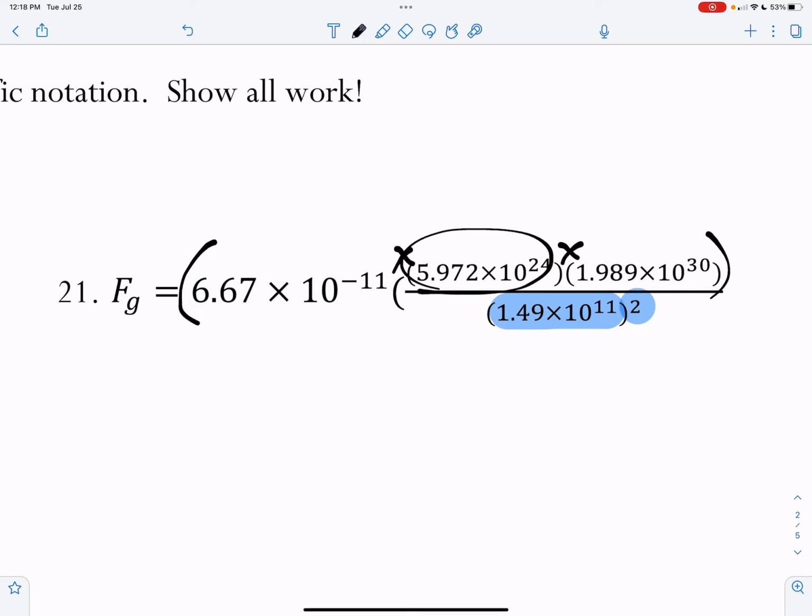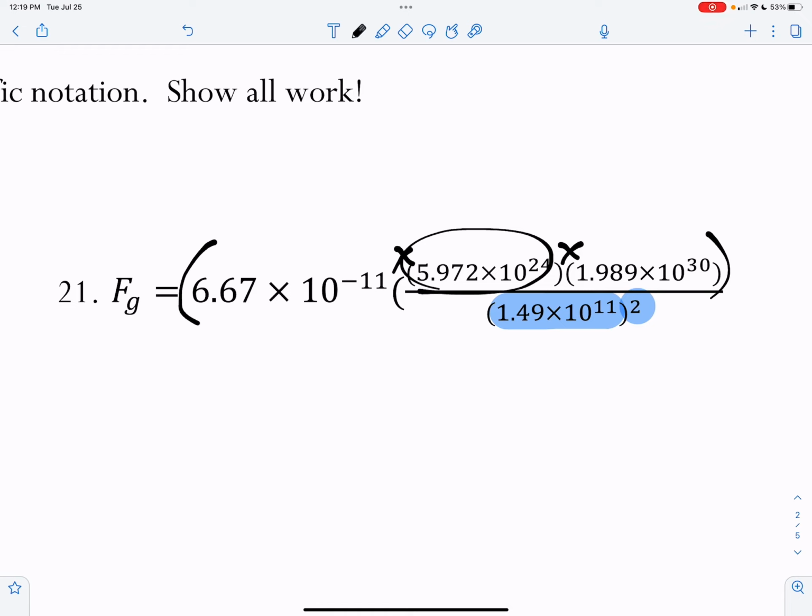Okay, so open parentheses, 6.67 times 10 to the negative 11 times 5.972 times 10 to the 24th power, which by the way is the average mass of the Earth, times 1.989 times 10 to the 30th power, and close parentheses. That is the average mass of the sun, by the way. Okay, we get a really large number at that point, 7.92 times 10 to the 44.